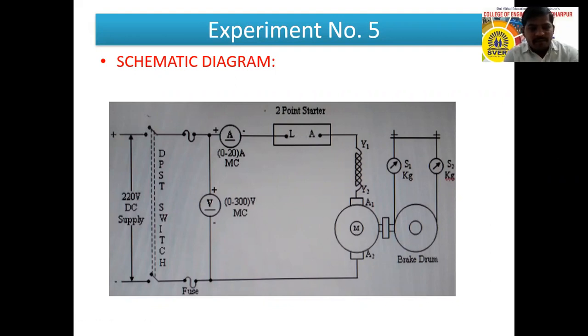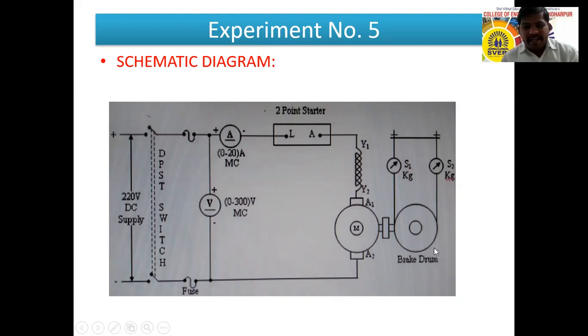Now the armature terminal of the 2-point starter is connected to one terminal of the field winding. The next terminal of the field winding is connected to the A1 terminal of the armature. The next terminal of the armature, that is A2, is connected to the negative terminal of the supply. To measure the supply voltage we require a voltmeter, so it is connected in parallel across the supply terminals. Positive आणि negative च्या across मध्ये आपण एक voltmeter connect केले.